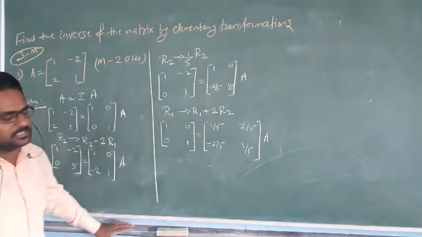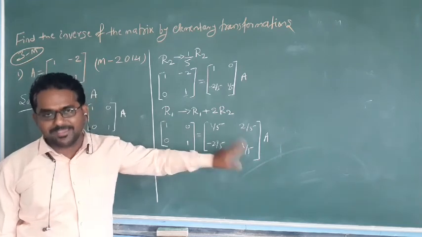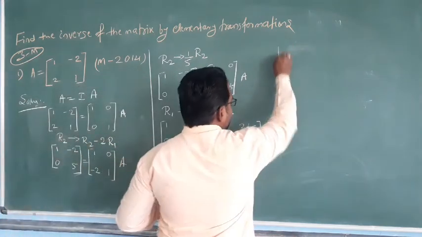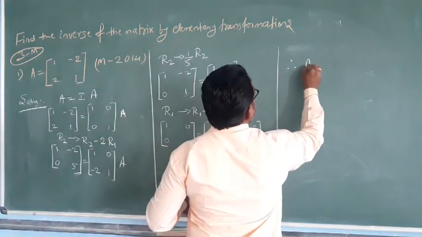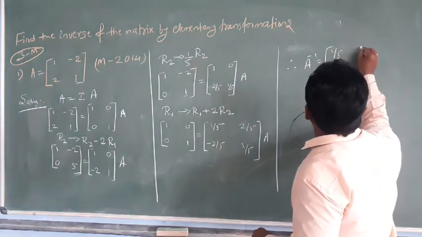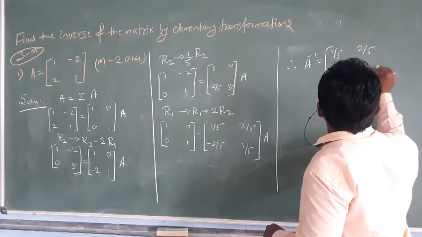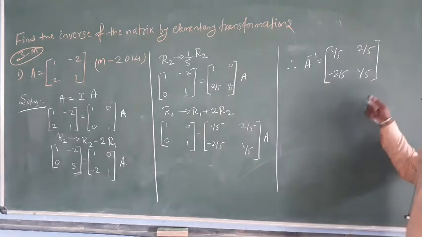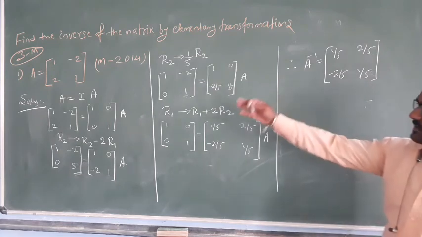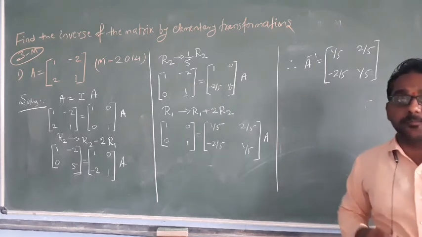Just observe the thing here, students: 1 by 5, 2 by 5, minus 2 by 5, 1 by 5. So the left side is the identity matrix. If you transfer this A to this side, you will get A inverse equals the 2 by 2 matrix 1 by 5, 2 by 5, minus 2 by 5 and 1 by 5. This is the inverse of the given matrix A. Just observe the steps and note it down, students. These are very important concepts and very important repeated problems.